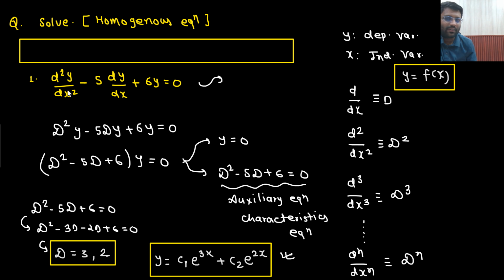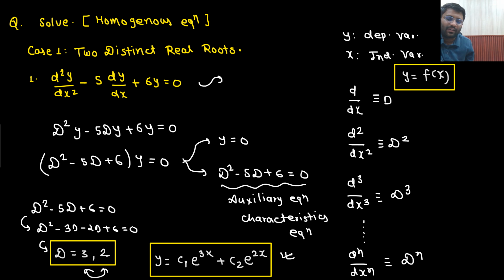So how do we solve it? Get the characteristic equation, that will be D squared minus 5D plus 6. Get the roots, they are 3 and 2. Simply put y equals c1 e to the power 3x plus c2 e to the power 2x. Job done. That's it. This is the solution of a differential equation. Here the roots are real and different, so two distinct real roots. This was your case 1.